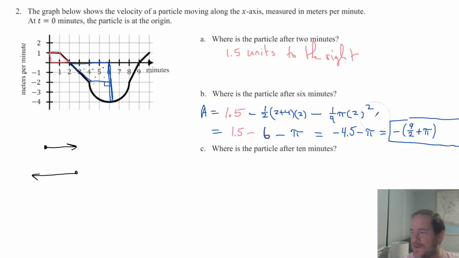And again, this is representing displacement. So if we had to interpret this answer, we would say that the particle is 9/2 plus pi units to the left of the origin because it's negative. That's B. And part C says, where is the particle after 10 minutes? And so after 10 minutes, we want to go all the way to the end over here.